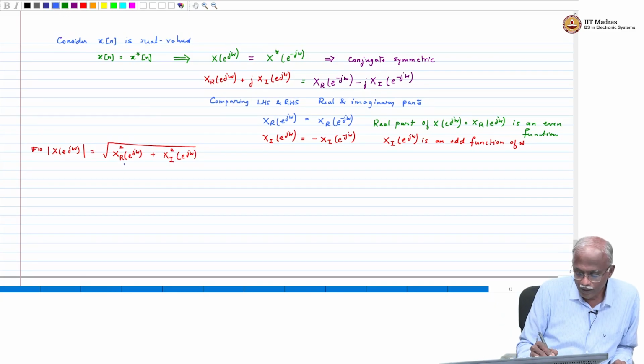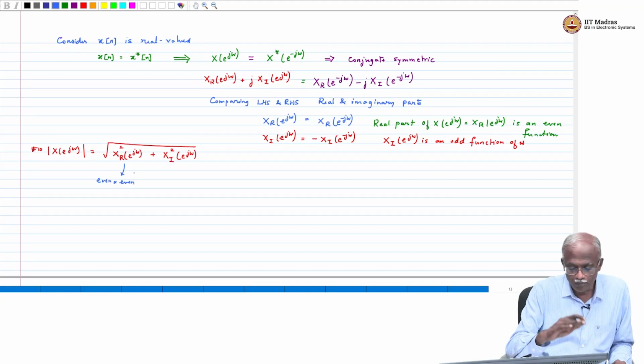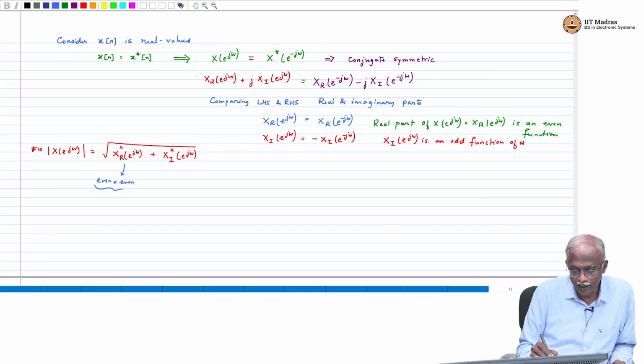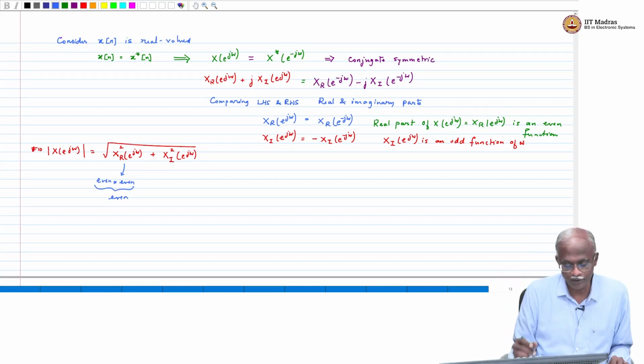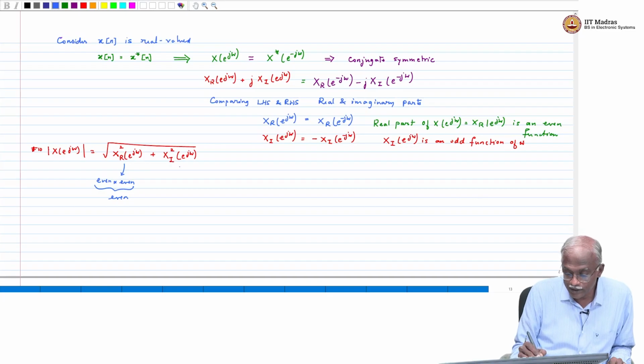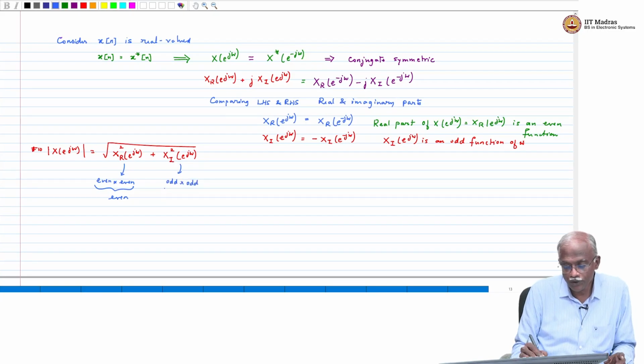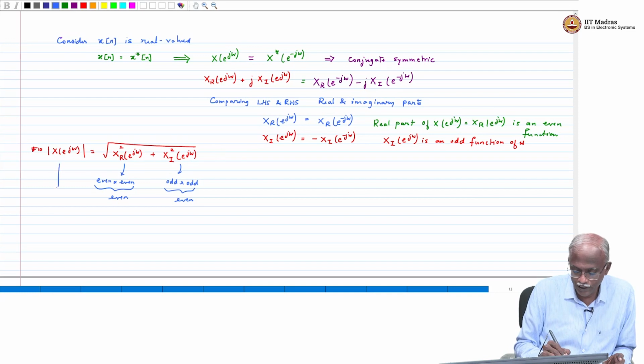Now notice the real part X_R(e^{jω}) is an even function multiplied by an even function. Even multiplying with even, the product will be even. Remember we discussed this way back when we were talking about discrete time sequences, the same property holds. This is an odd function multiplying an odd function. Odd times odd is also an even function. So you are adding two even functions, therefore this function is also going to be an even function.